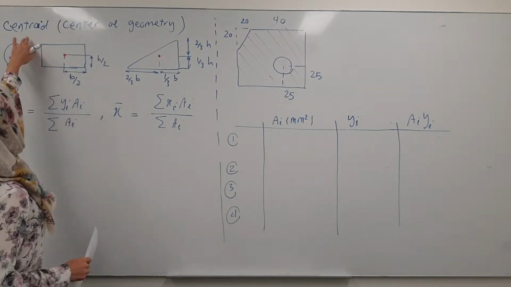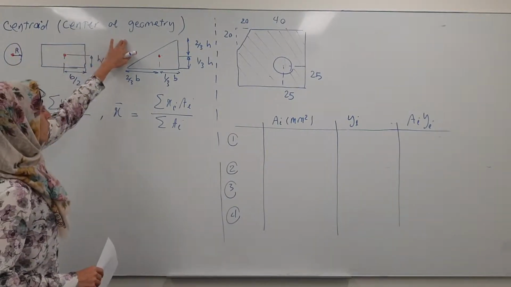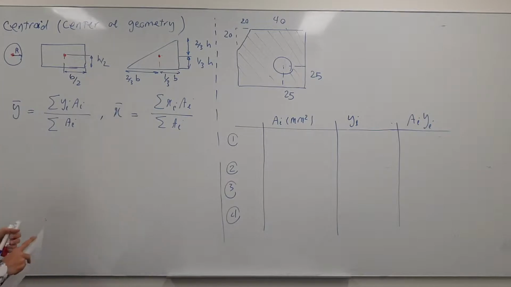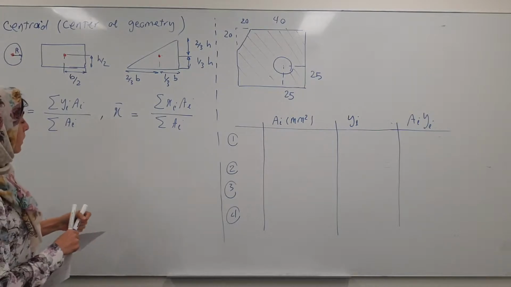This is about how we're going to find the centroid, or center of geometry, for complex geometry. This is important because if you want to find a force acting on a surface due to the pressure, you need to know where the centroid is. So how are we going to find that?